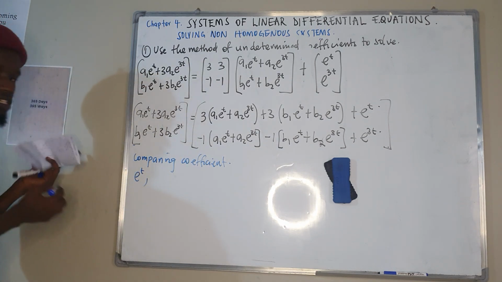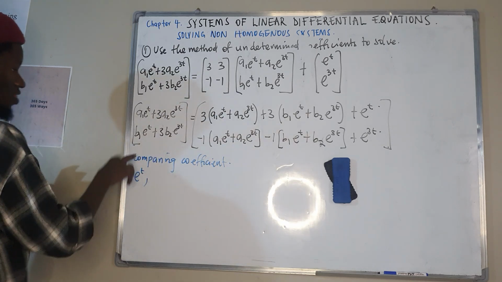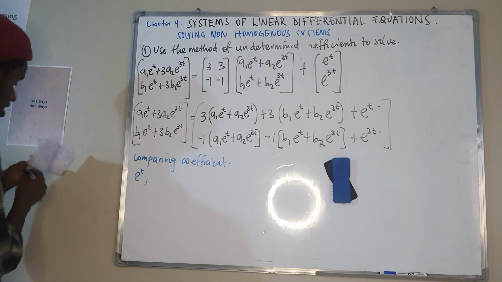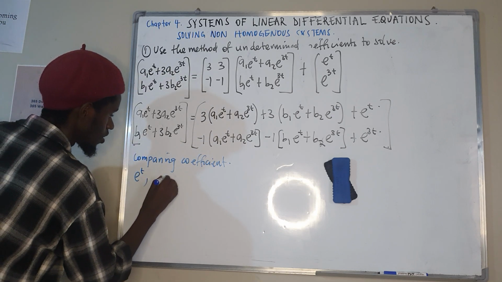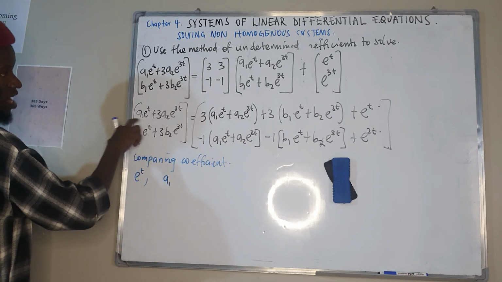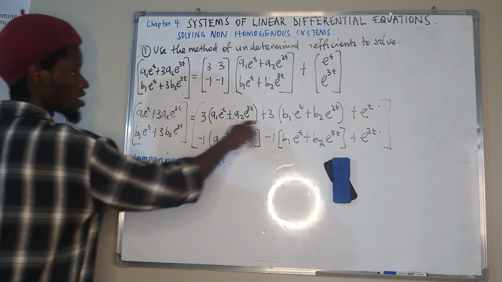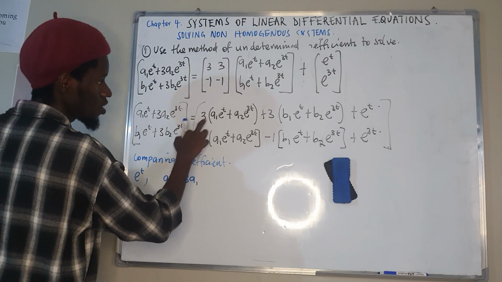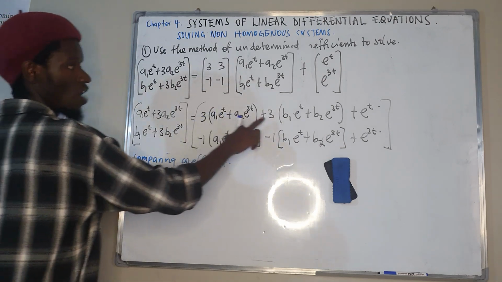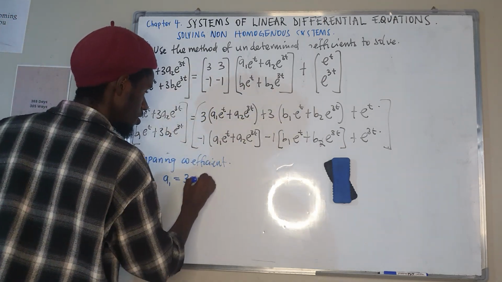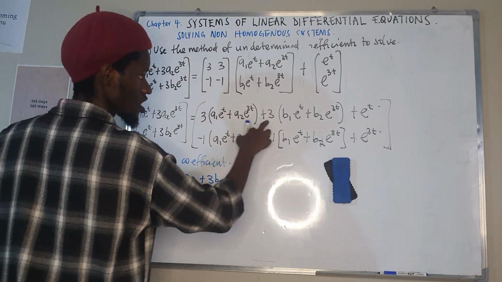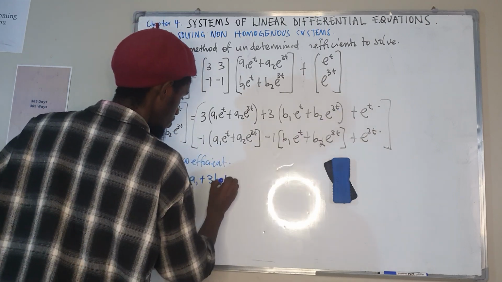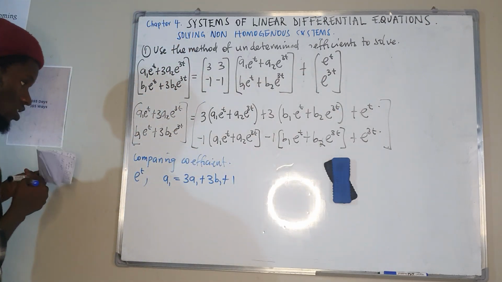If I want to see e power t, both sides, here and the other side. Now, for e power t here, what do I have? I have only a1, which has e power t. Then inside I have e power t equals 3a1, here I have 3, then a1, then plus 3b1, because it has a1 e power t, and then plus 1. That's the first equation.